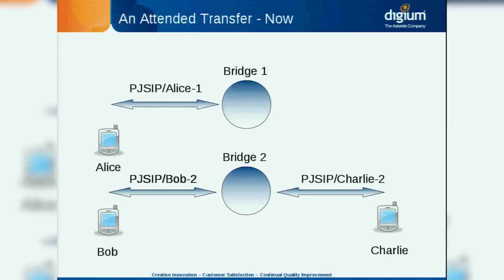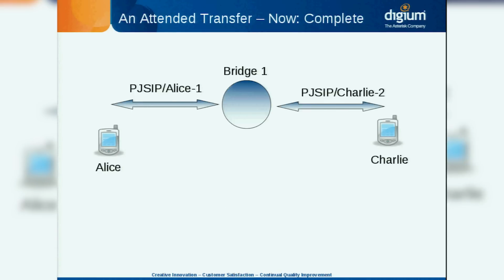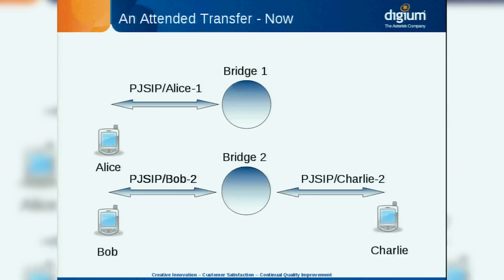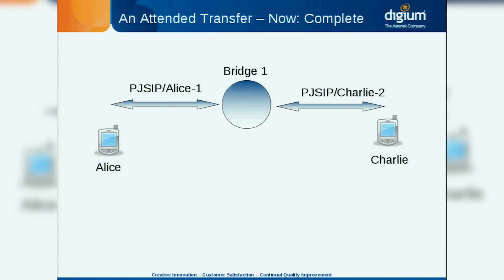Now, this lets us do some really cool things. So the first thing we can do is just do what we do today. We can complete the attended transfer. When we complete the attended transfer, we just move Charlie into the bridge with Alice, and they talk. Bridges do the manipulation of actually moving the channels around safely. None of them get hurt in the process.